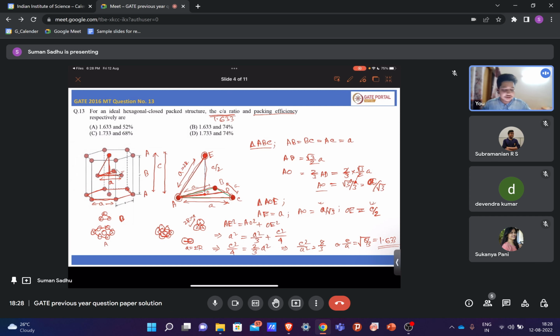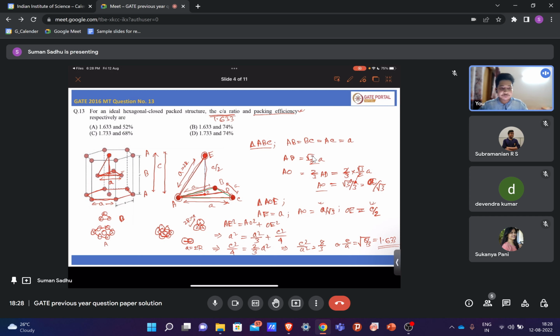Does anyone have any doubt up to this? No, sir. Okay, all are okay with it? Have you understood why these lengths are a and this length is c by 2? This geometry you have understood, right? Everyone? Yes, sir. Okay, so next we have to determine the packing efficiency.